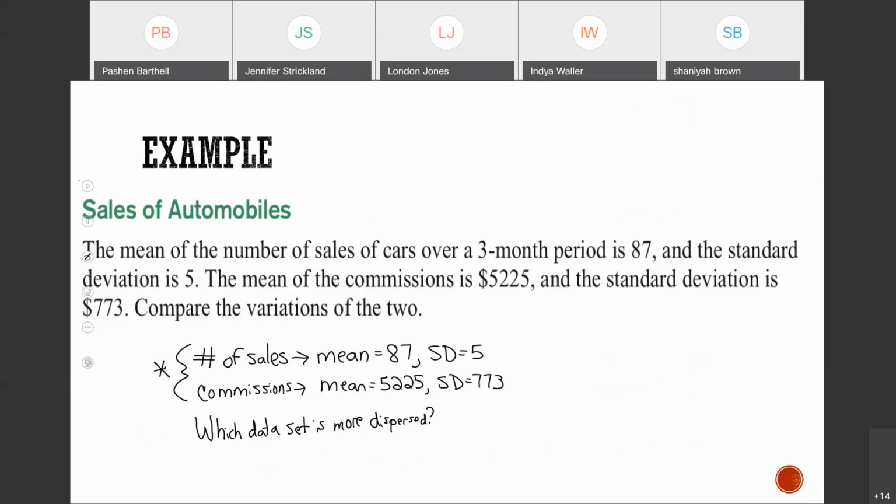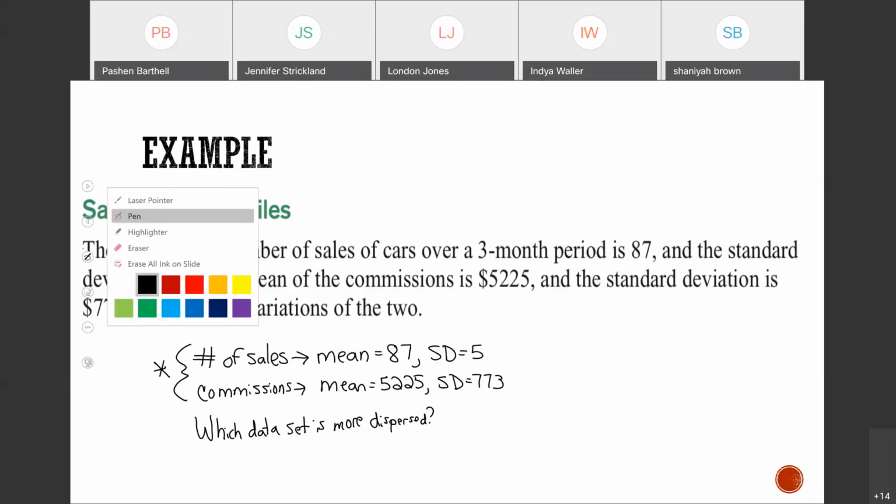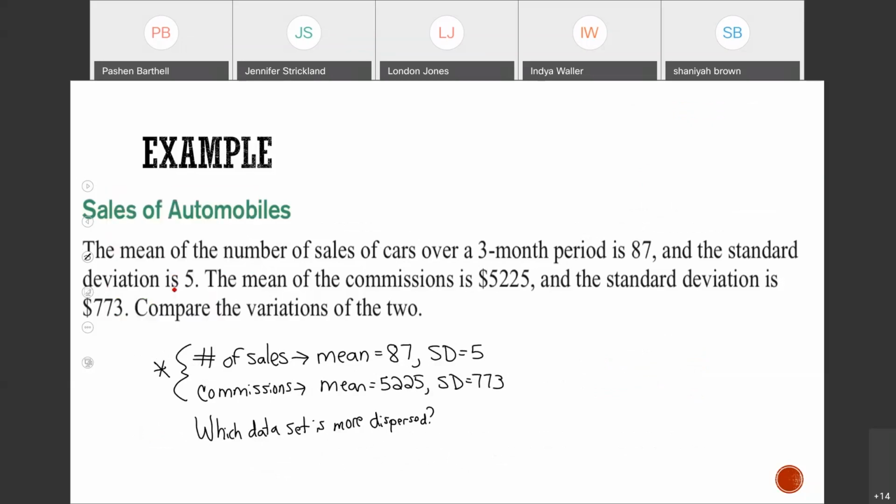Okay. All right. So somewhere in your notes by this problem, let's write that issue. Let's say that we can't compare the standard deviations if the two things are not the same.